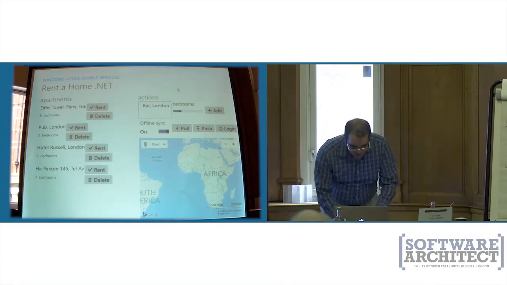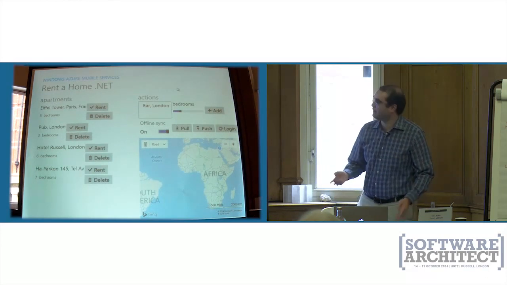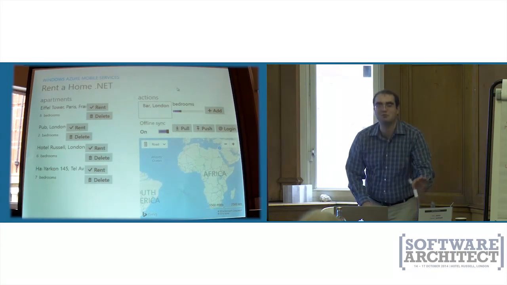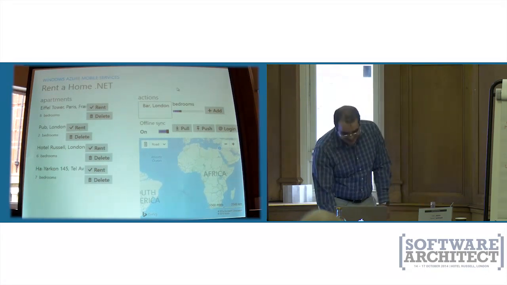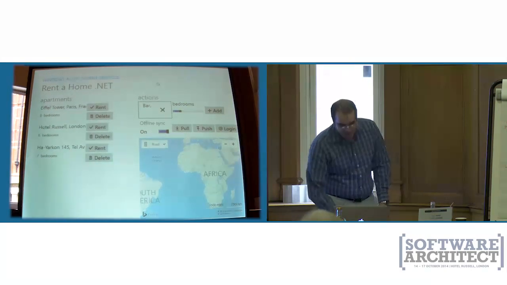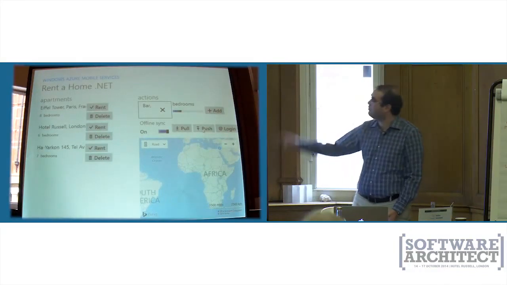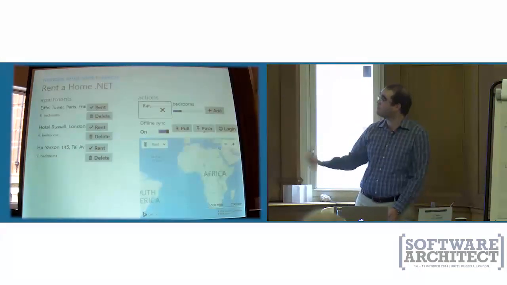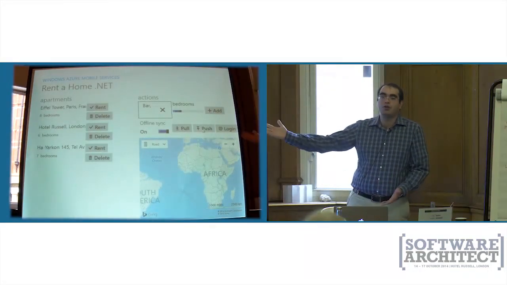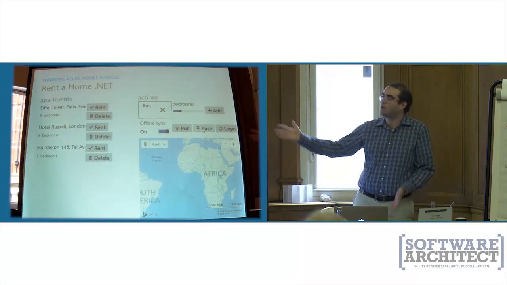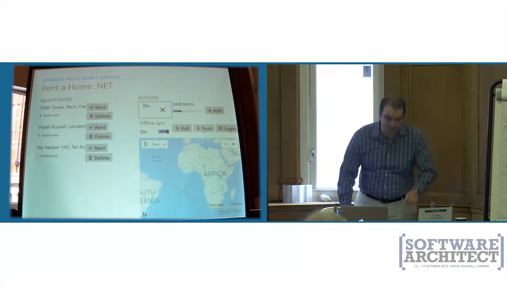Right, so these are all the apartments we have. And so now I can, well, disconnect the network cable, I suppose, and delete this pub over here. And if I push now, it's going to push the changes back to the server. But I can do basic operations in an offline disconnected environment.